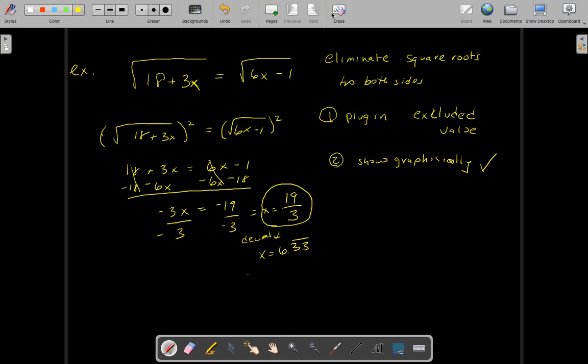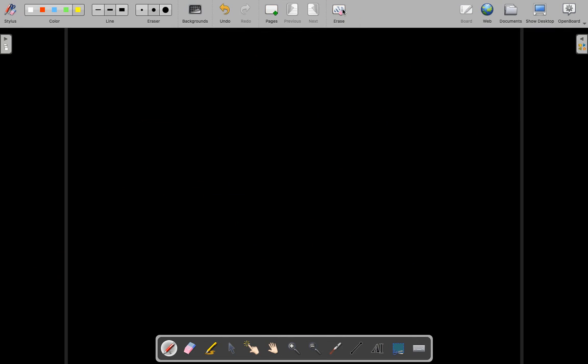Okay, so everybody see that? Now, let me do the last one. This one's going to be kind of difficult. We have x squared plus 2x equals the square root of x plus 3. Again, same thing, eliminate the square root. We want to square both sides.